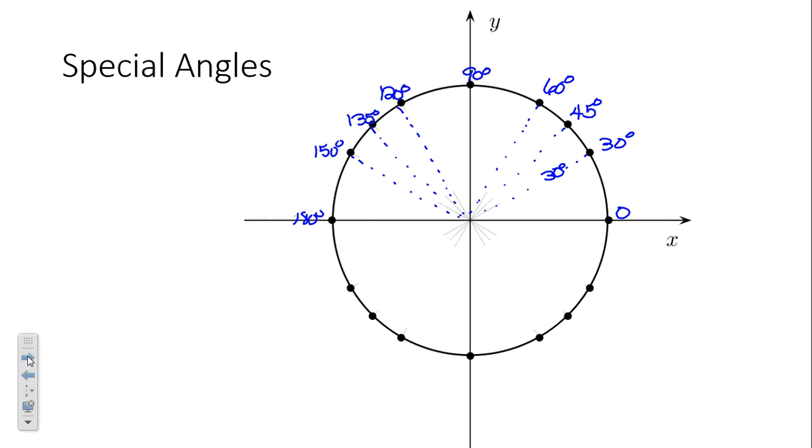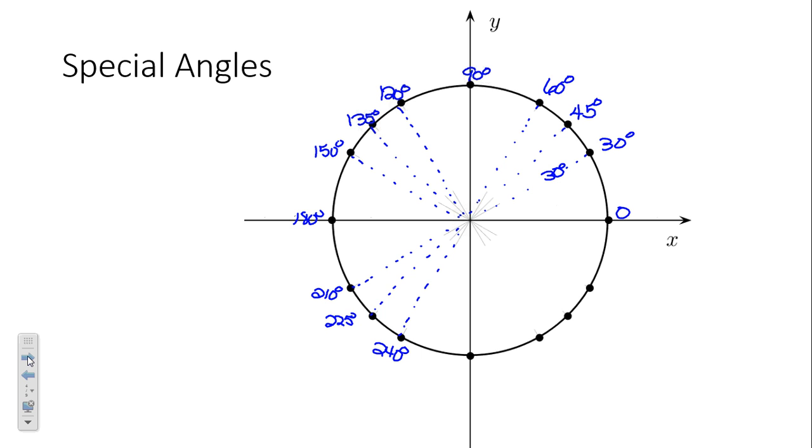Okay. Now we're ready for the next one. This guy is how much more than 180? 30. So 180 plus 30, 210. Okay. 180 plus 45, 225. And 180 plus 60, 240. Okay.